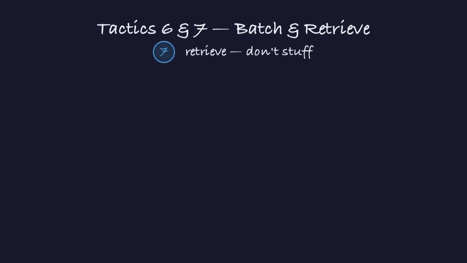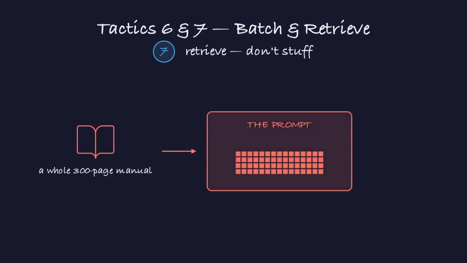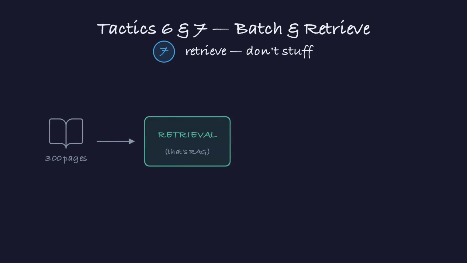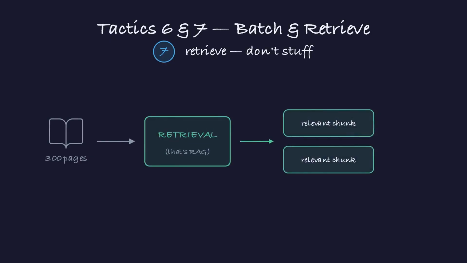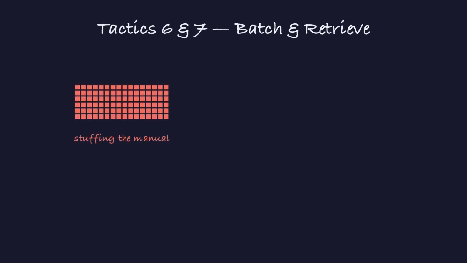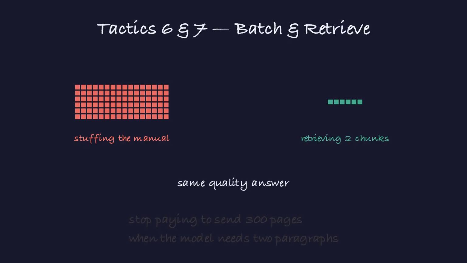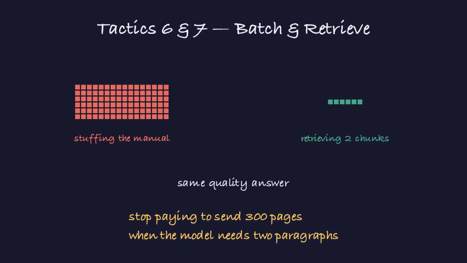And Tactic 7, retrieve, don't stuff. Here's a classic mistake: dumping an entire document, a whole manual, a whole knowledge base into the prompt so the model has context. You are paying for all of it on every single call. Instead, use retrieval, that's RAG from my other video, to fetch only the handful of relevant chunks and send just those. Same quality answer, a tiny fraction of the input tokens. Stop paying to send 300 pages when the model only needs 2 paragraphs.